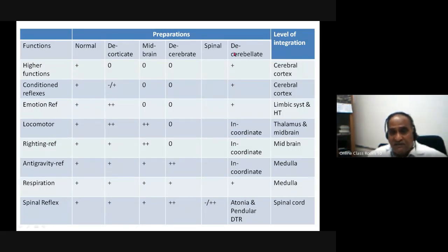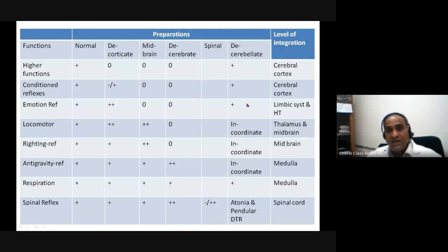Now here, if I look into this table, in the decerebellate animal, higher functions are intact because the cerebrum is wonderful. It's working. Cerebral cortex is intact. It is normal. The conditioned reflex is normal. But the conditioned reflexes which require motor actions would be compromised because there is ataxia or incoordination or other symptoms of motor activity.